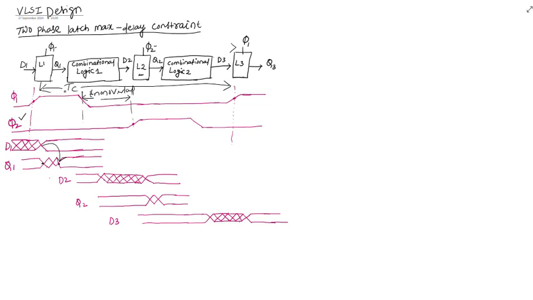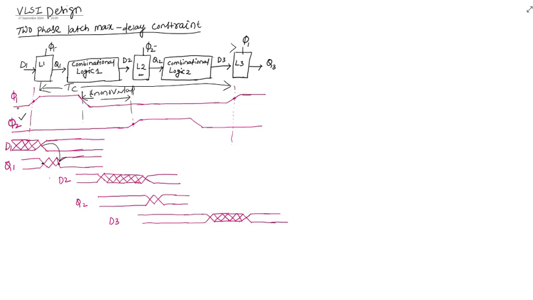Now we'll understand what is the maximum delay that can be given to combinational logic 1 and combinational logic 2 so that we get a correct output at the end of these clock cycles. That means D3 should be correct. So that expression will be known as the maximum delay expression.